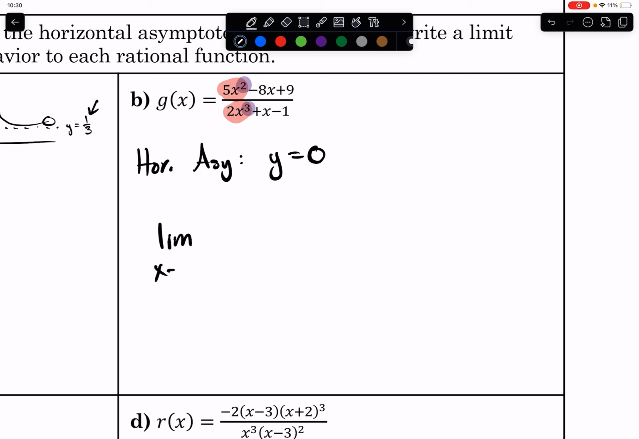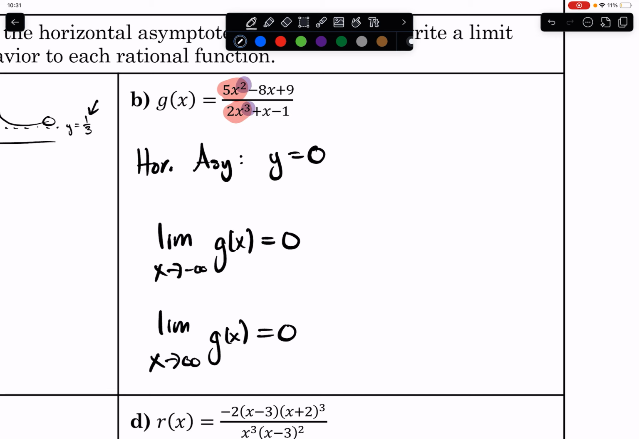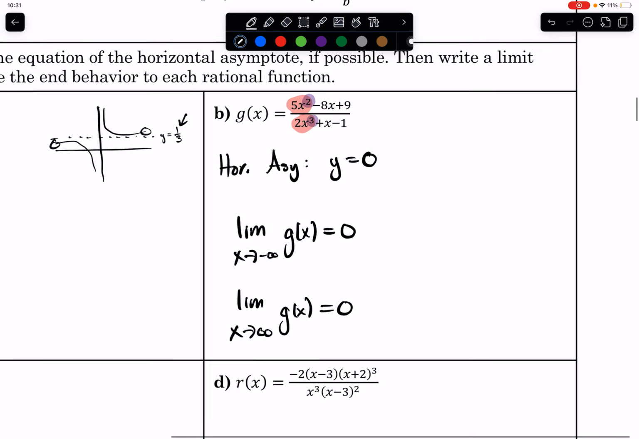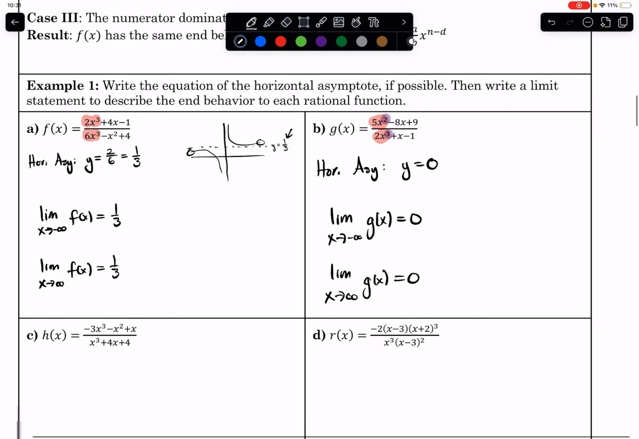And therefore, the limit notation statement that describes the end behavior would be that the limit as x approaches negative infinity of g of x is 0, and the limit as x approaches positive infinity of g of x is also going to equal 0. And there, that is your answer.